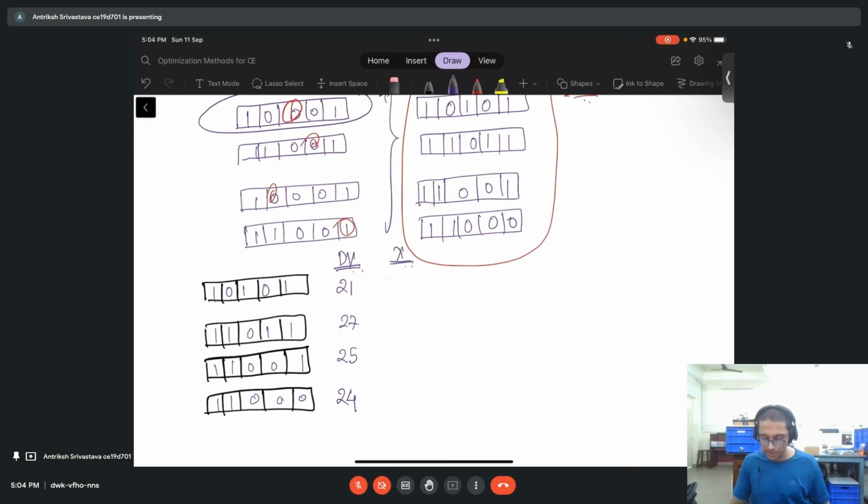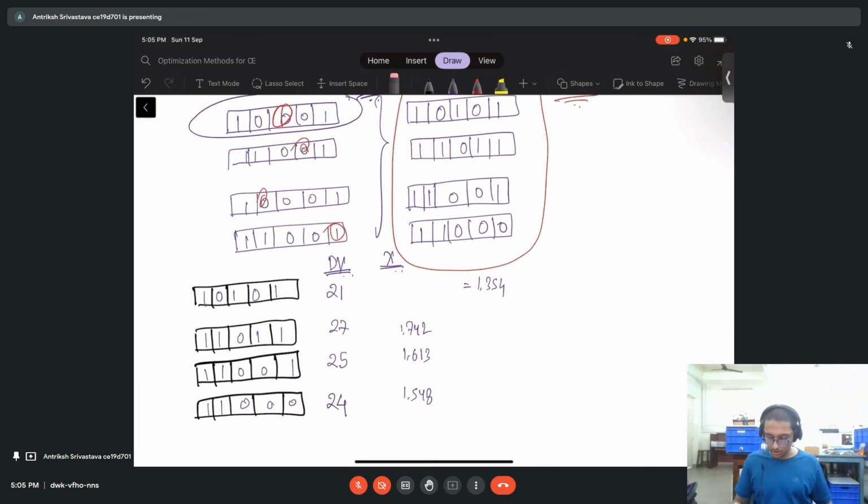So now let's write the value of x. We had our x min as 0 and x max as 2, so (2 minus 0) over 2 to the power 5, which was the length of the string, minus 1, into the decoded value. So this will give us 2 by 31 into 21, 1.354; 2 by 31 into 27, 1.742; 2 by 31 into 25, 1.613; 2 by 31 into 24, 1.548. Very nice, I actually wanted this to happen. Now let's compute f of x.